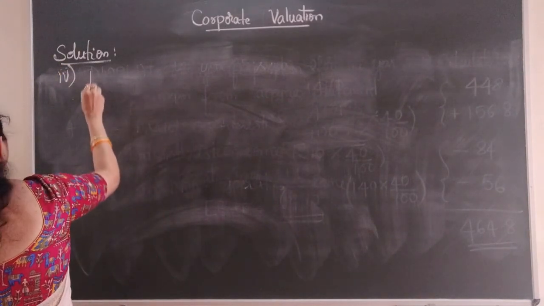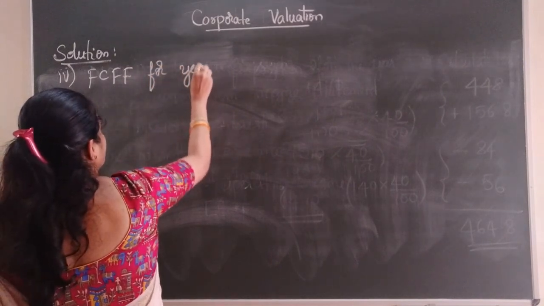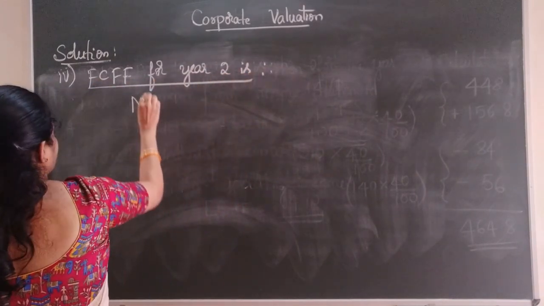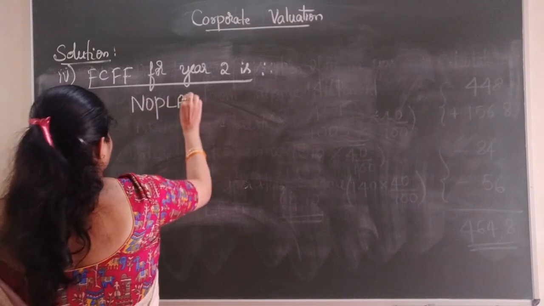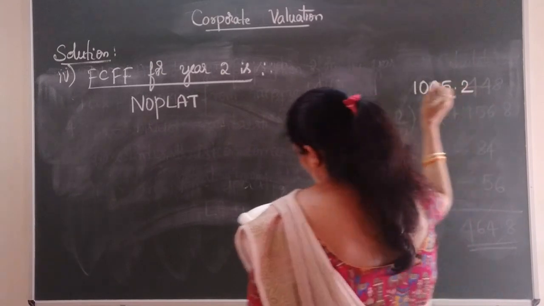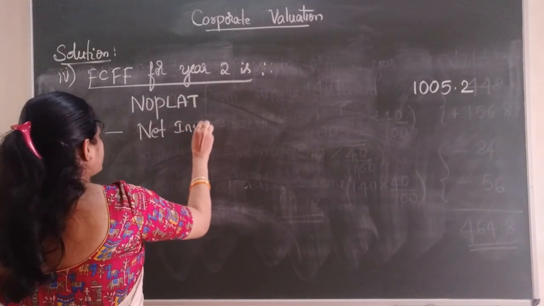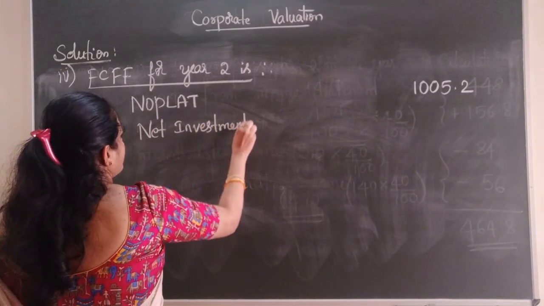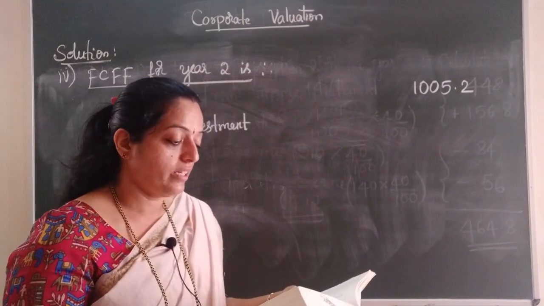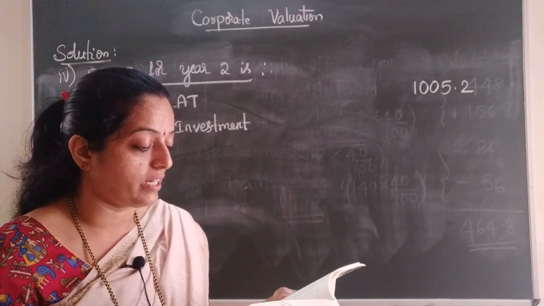Fourth one, free cash flow to the firm for year 2 is NOPLAT, which we have calculated now, that is 1005.2, less net investment. Net investment is nothing but fixed assets of the current year, that is the second year, minus net current assets.